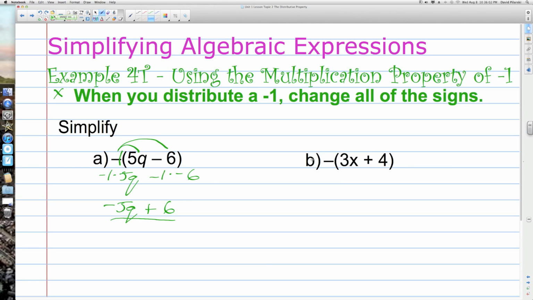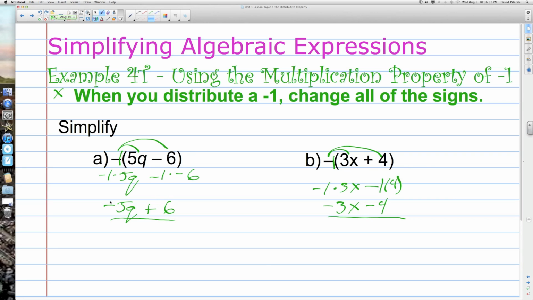Now here we have an example B, negative 1 times the quantity 3x plus 4. So we have to distribute negative 1 times positive 3x and negative 1 times positive 4. When we do that, that gives us negative 3x minus 4. 1 times 4 is 4, and a negative times a positive is a negative, so that sign is a minus sign in there. Now notice, from the original to the second, all we do is change the signs.